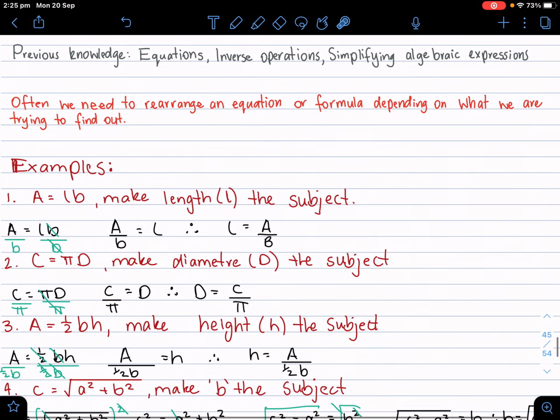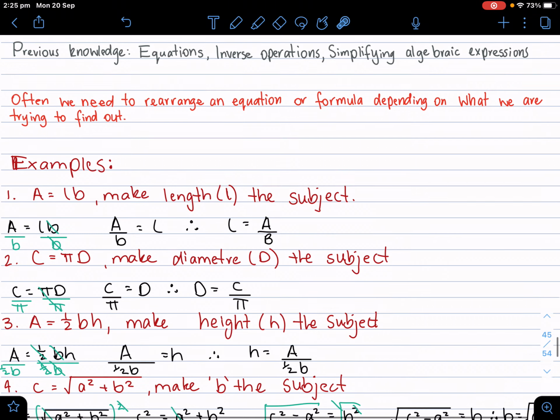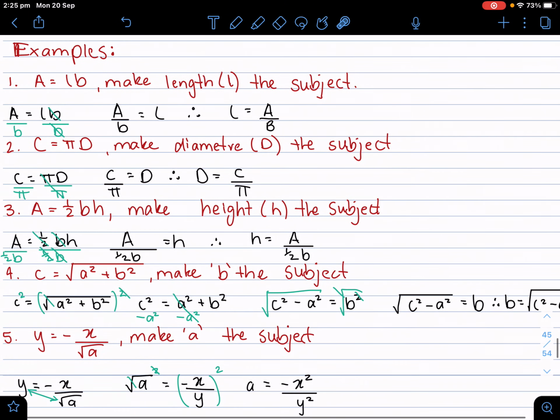So why do we need to change the subject of a formula? Well, often in life and generally in maths and especially science, we're given a lot of formulas to work with. And we need to rearrange those formulas sometimes to make a different aspect or element or variable of that formula the subject, or what we want to find out. So we need to rearrange that formula to make one part of it the subject, or by itself on the equal side. So let's go through some examples of what I'm talking about.